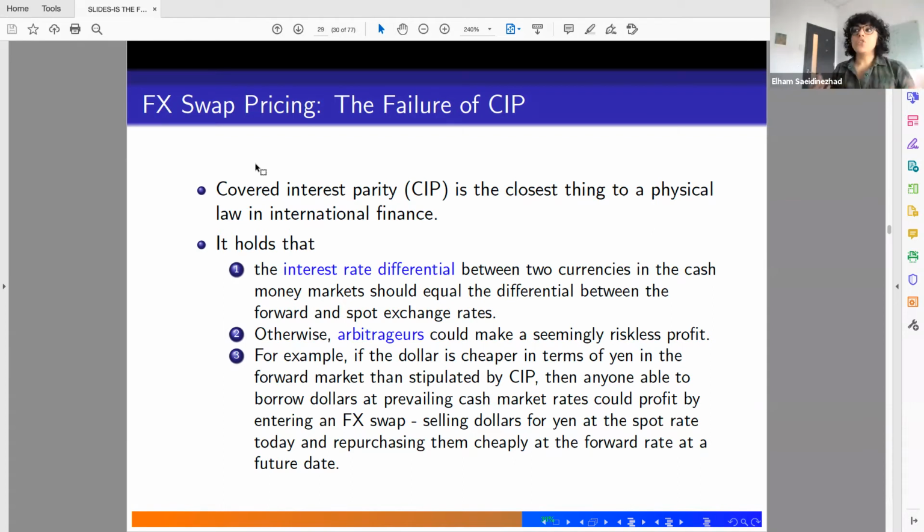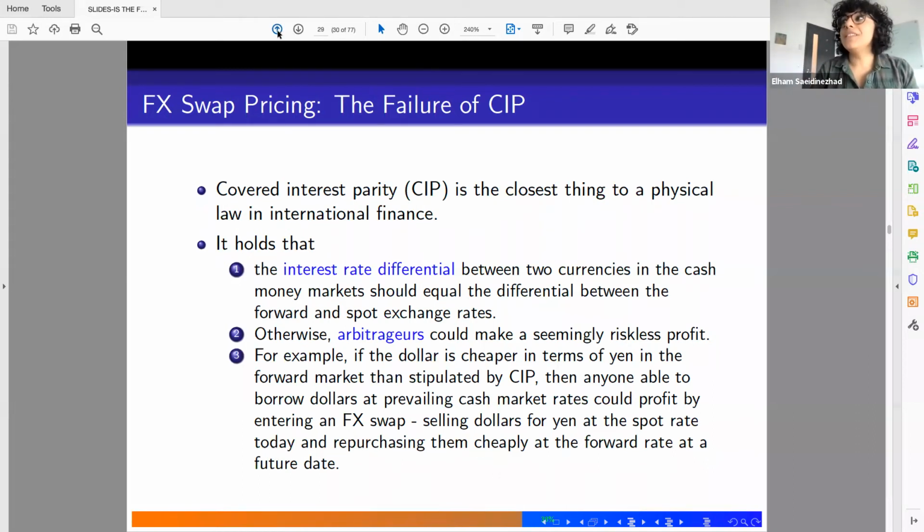Okay, so the interest rate differential between two different currencies determines the rate of return of investing in these two currencies in different markets. And this interest rate differential, this rate of return, should be equal to the rate of return of investing in the FX swap market. The rate of return of investing in the FX swap market is the implied FX swap rate. So CIP basically says that the forward rate, which is the implied FX swap rate, should be equal to this interest rate differential.